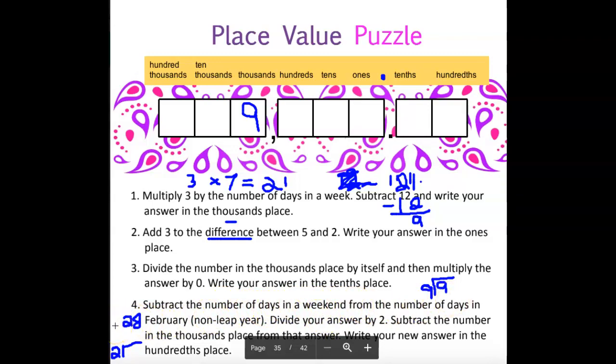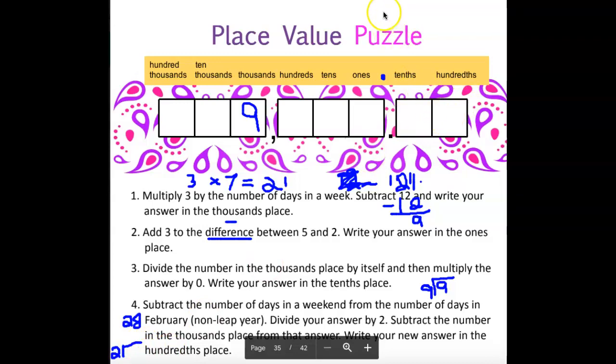Okay, so you can do that. 28 minus the number of days in the weekend. Then put that here and divide that by 2 and see what you get there. And then subtract the number in the thousands place from that. So what you get here, take away 9 from it, and then write that answer in the hundredths place.